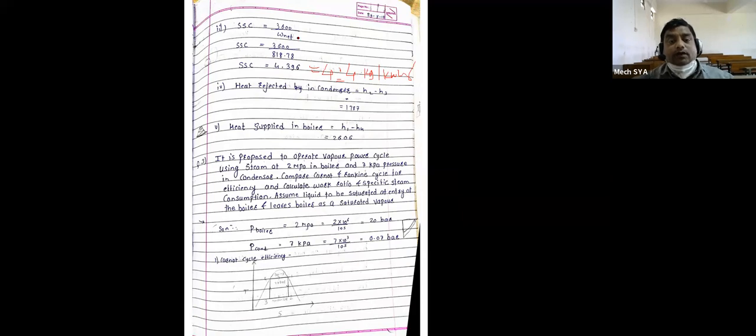Okay, so 3600 divided by W net. W net is equal to W steam turbine minus W pump. In this case, it will become 4.396 or 4.4 kg per kilowatt hour.